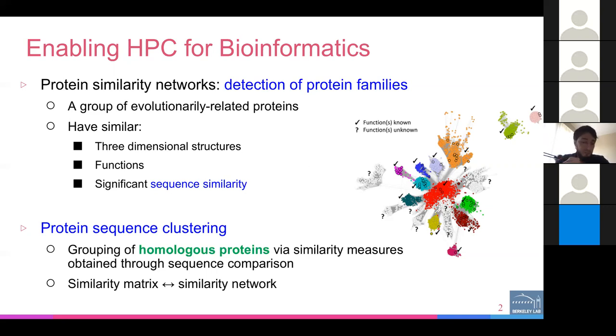One way to discover protein families is through protein sequence clustering. We can compare sequences and assign a similarity score, and then use that information to cluster the network. This network can be seen as a matrix.